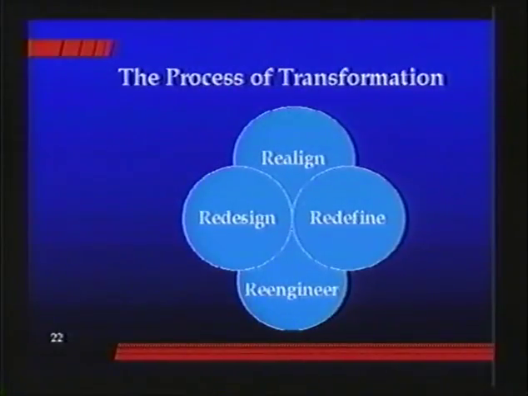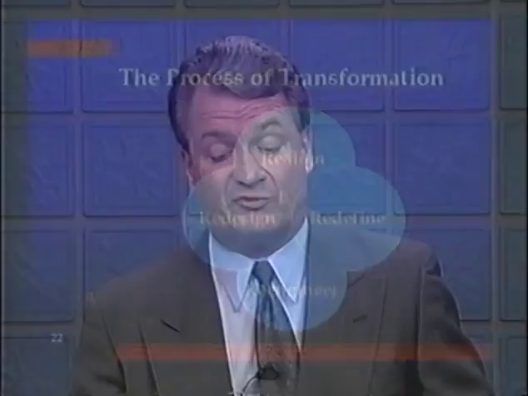The process of transformation has 4 distinct components, which we will proceed to discuss first in general and then in somewhat more specific terms. Transformation is the process of realigning organizational intent with the environment. Transformation is the process of redesigning the organization to achieve that new intent. Transformation is redefining the roles and responsibilities within the realigned, redesigned organization. And finally, transformation is re-engineering organizational processes to achieve dramatically higher productivity and quality.